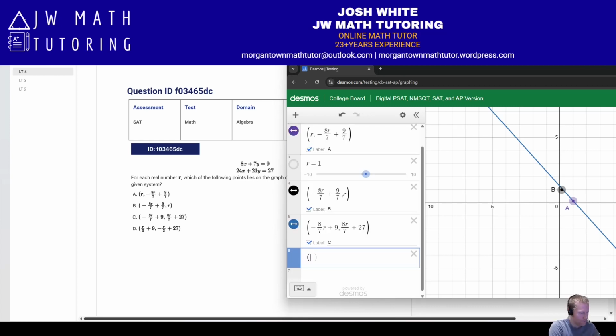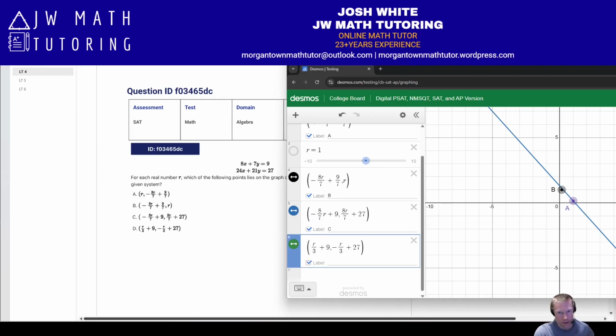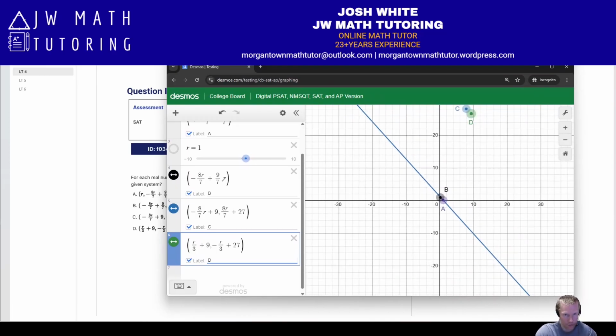Label this C. R over 3 plus 9, comma negative R over 3 plus 27. Let's label this D. So now I'm going to zoom out. Okay, C and D are nowhere close, so we can just ignore them.